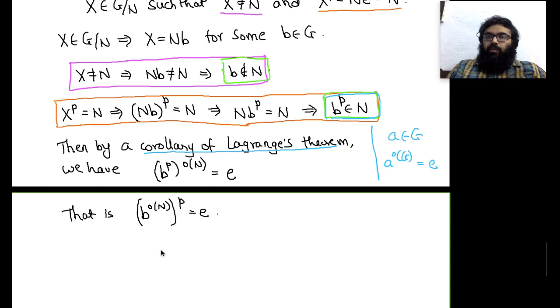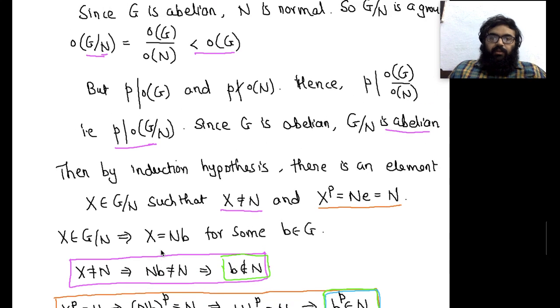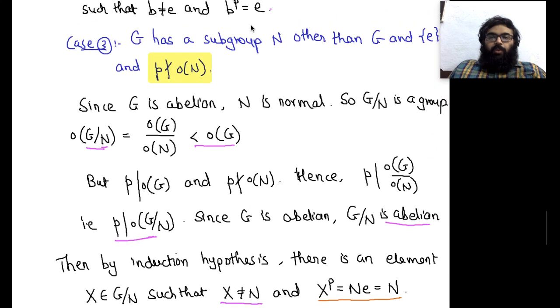Right? This case is non-trivial. Before proceeding further, let us consider this case again. So G has a proper subgroup N. So it is different from G and E because it is proper. And in this case, P does not divide the order of N.